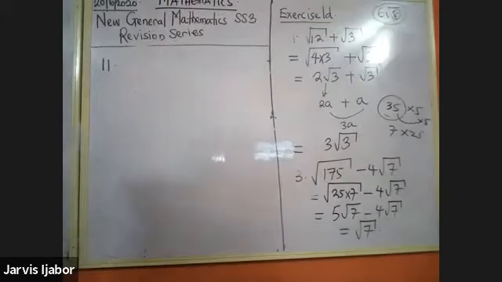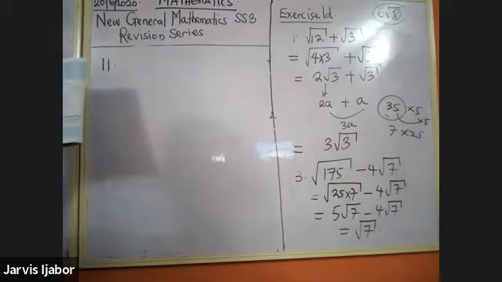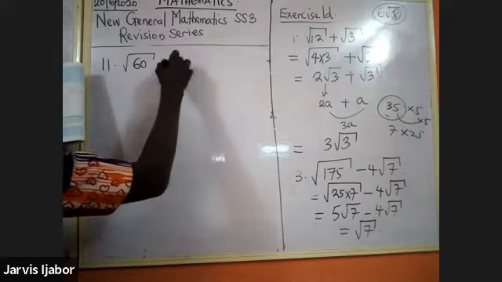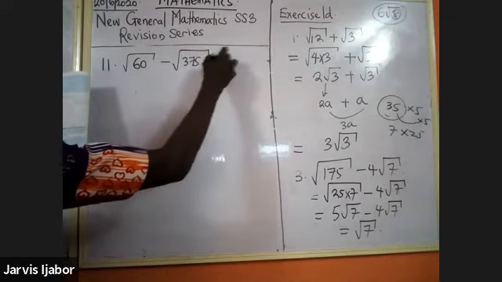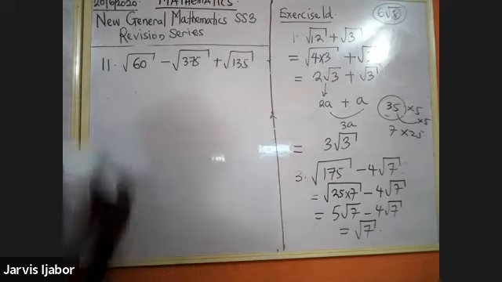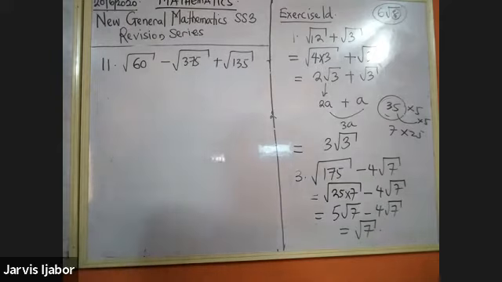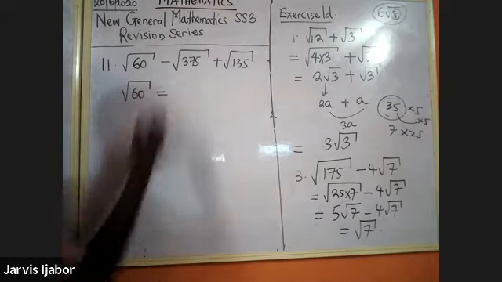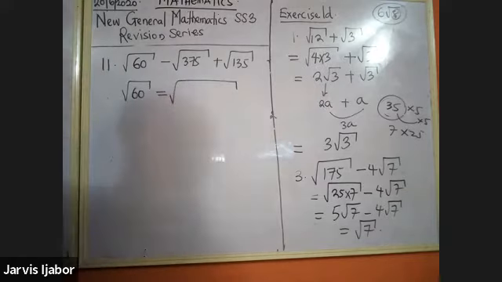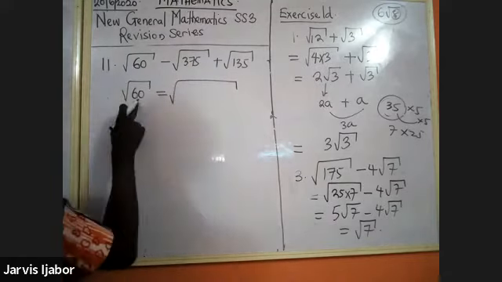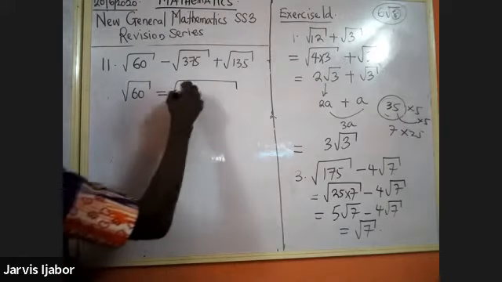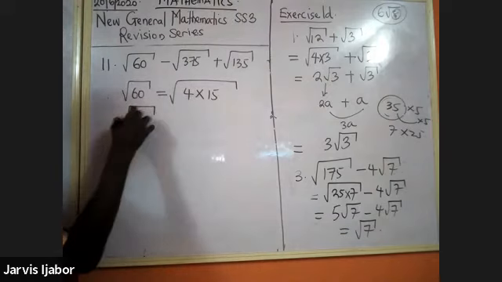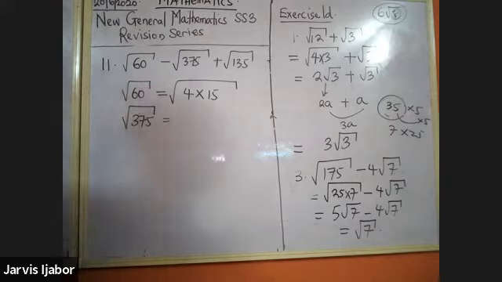Let's look at question 11. In question 11, just to be sure that we are having the same question: square root of 60 minus square root of 375 plus square root of 135. Now, you can choose to take them little by little. For me, if I'm doing this, I'll just pick this one first and look at it. How do I break this? I try to think of what is 60. I can divide this by 4, so that would be 4 times 15. Okay? I pick the next one. Just pick them one after the other. Nobody will penalize you for doing that.